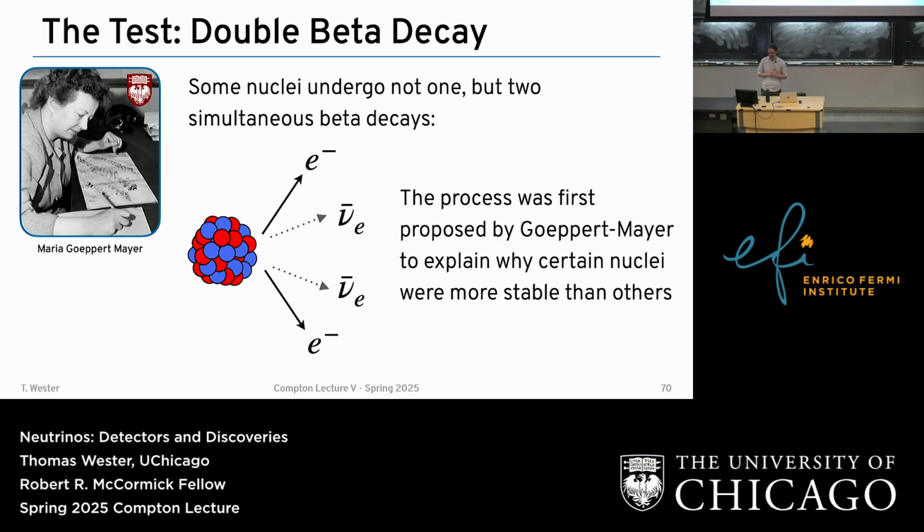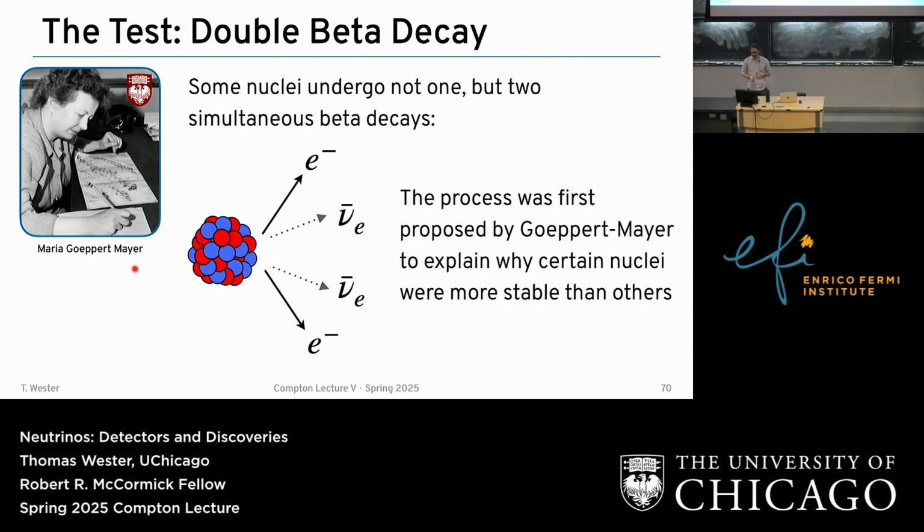Now, there is actually one way to test if this is the case. And the story starts actually here at the University of Chicago with a very famous physicist, Maria Geppert-Mayer, who you might know because we're in her lecture hall right now. So back in the 30s, when she was working on nuclear theory, she discovered that there was a process where some nuclei could undergo not 1 but 2 beta decays at the same time. And this is a very rare process, but it was implemented to describe why some nuclei were more stable than others. And so the process looks like this.